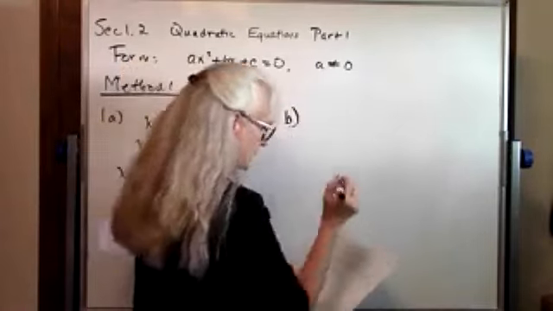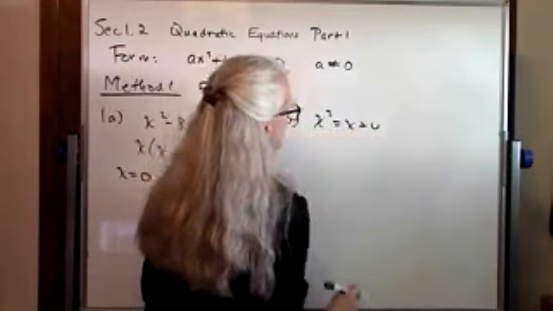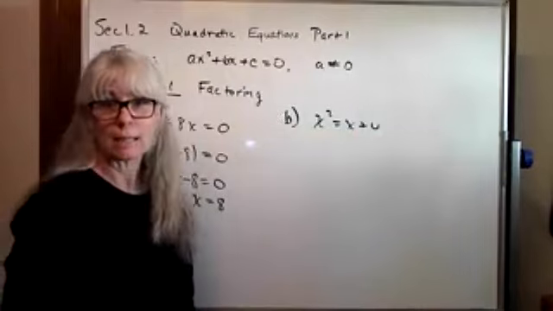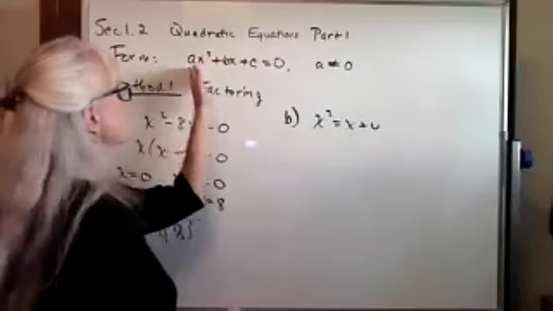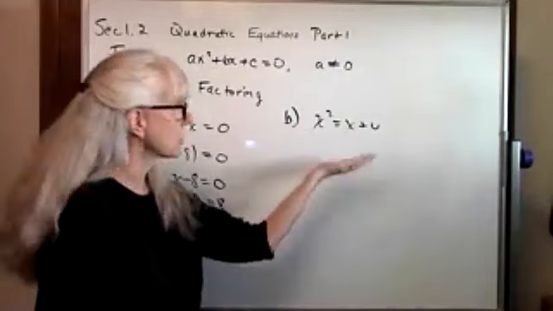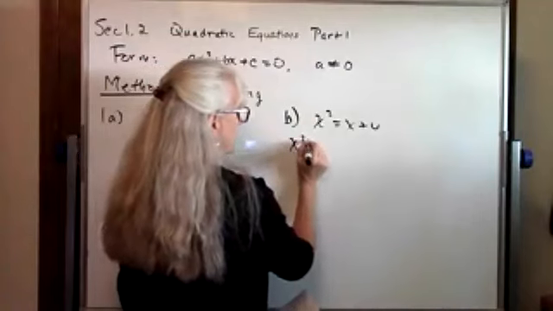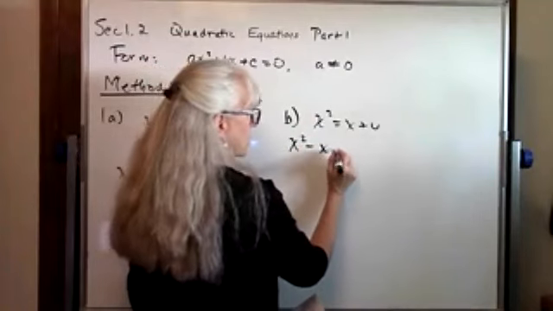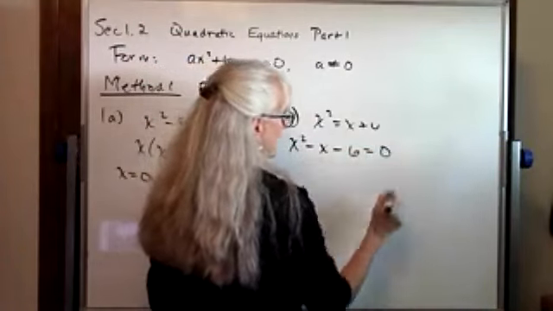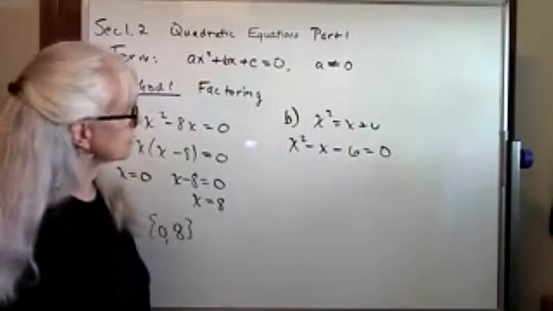Also by factoring, this one says x squared is equal to x plus 6. Well, the first thing you're going to notice is that it's not in standard form. Standard form means that everything is on the left side in descending order and it's equal to 0. So the first thing we're going to do is move everything to the left side. So that'll give us x squared. We're going to bring over the x and make it a negative. We'll bring over the 6, also making it a negative. And now it's in standard form. x squared minus x minus 6 is equal to 0.